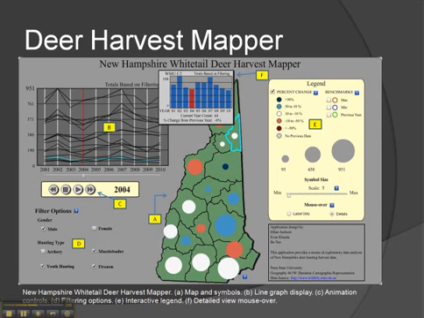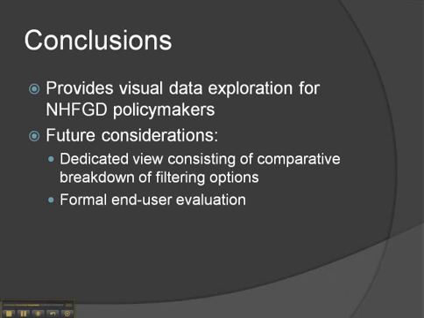This is a screenshot of the Deer Harvest Mapper. It consists of a map, line graph, animation controls, filtering options, and an interactive legend. Each component will be covered in detail during the demonstration. The Deer Harvest Mapper aims to provide New Hampshire Fish and Game Department policymakers with tools to visually explore harvest data in order to aid in knowledge discovery.